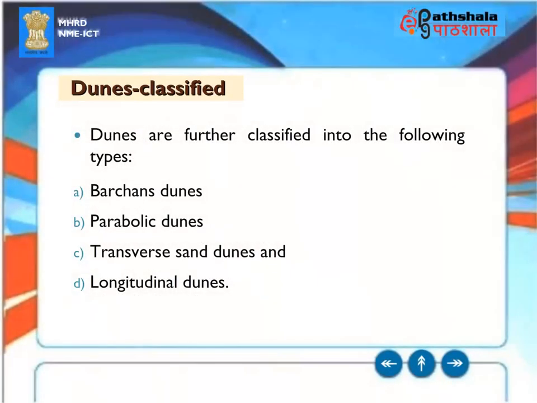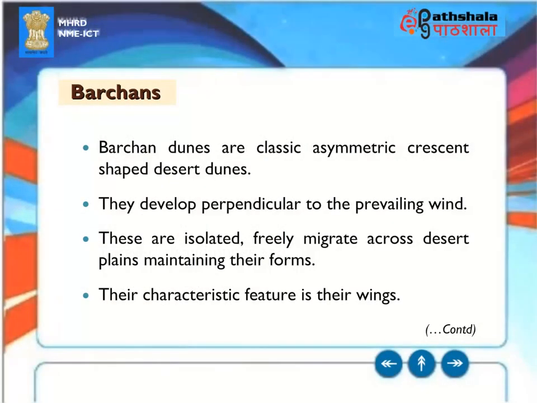Dunes classified. Dunes are further classified into the following types: Barchan dunes, Parabolic dunes, Transverse sand dunes, and Longitudinal dunes. Barchans. Barchan dunes are classic asymmetric crescent-shaped desert dunes. They develop perpendicular to the prevailing wind. These are isolated and freely migrate across desert plains, maintaining their forms. Their characteristic feature is their wings.